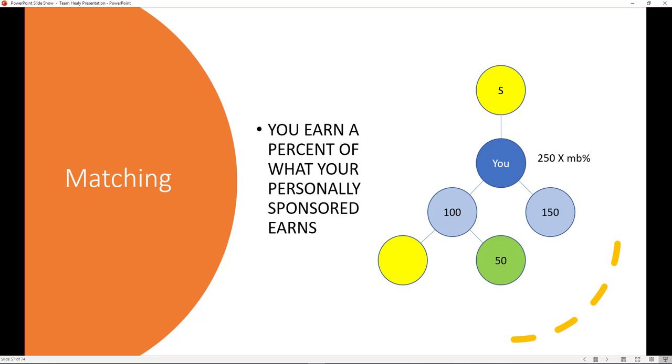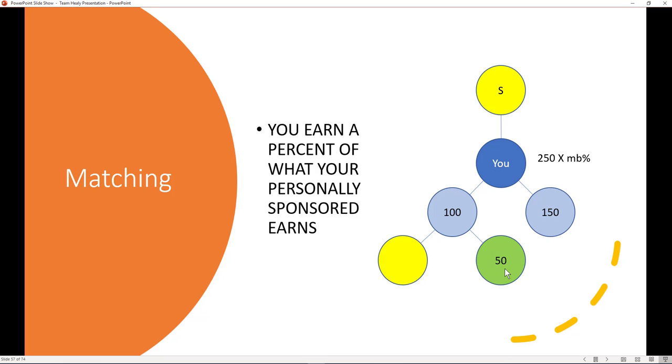Now we're going to talk about what are called matching bonuses. And this is another way that you earn. And this can be very, very powerful. In this case, you've enrolled this person who's earned 100. You've also enrolled this person who's earned 150. And the person who enrolled 100 enrolled themselves somebody who has earned 50.